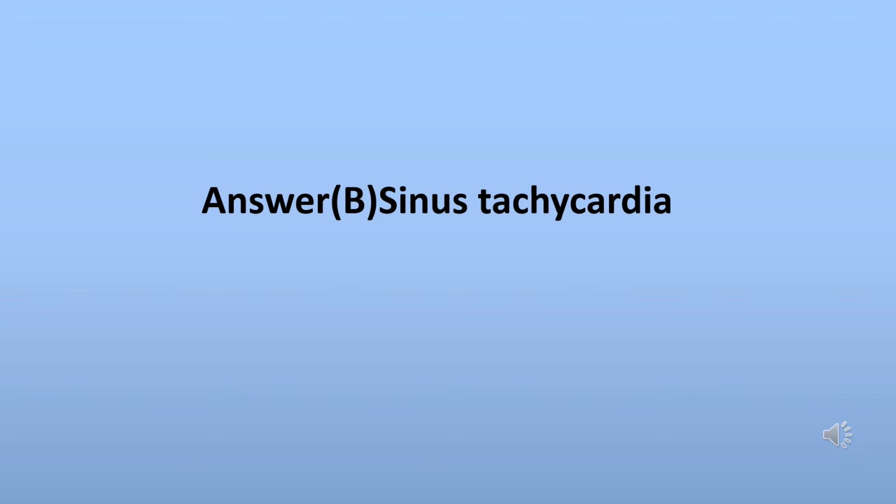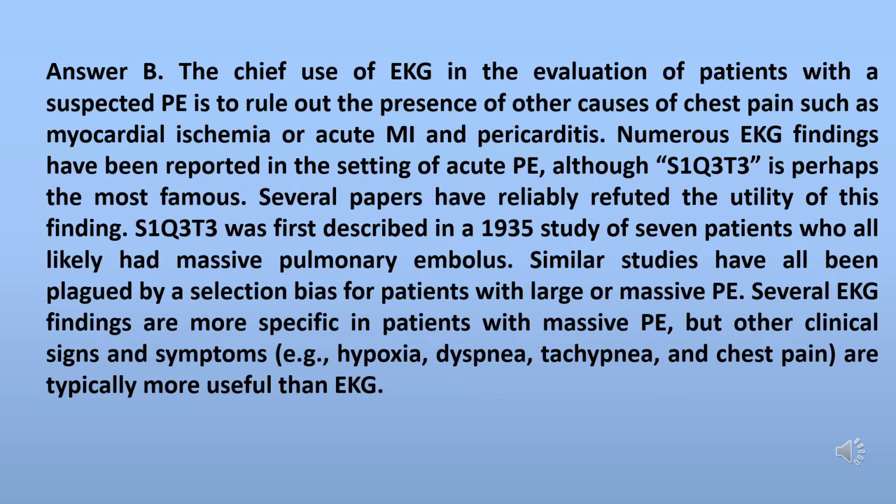Answer B. Sinus tachycardia. Answer B. The chief use of EKG in the evaluation of patients with a suspected PE is to rule out the presence of other causes of chest pain such as myocardial ischemia or acute MI and pericarditis.